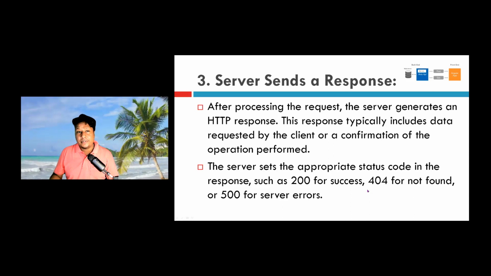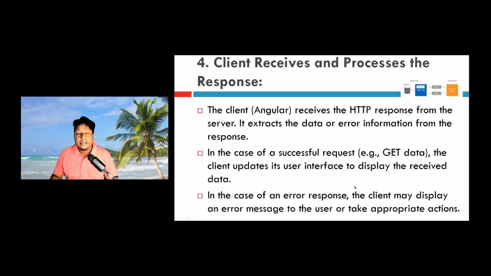Next is the third step: the server sends a response. After processing the request, the server generates an HTTP response. This response typically includes data requested by the client or a confirmation of the operation performed. The server sets the appropriate status code in the response, such as 200 for success, 404 for not found, and 500 for server errors.